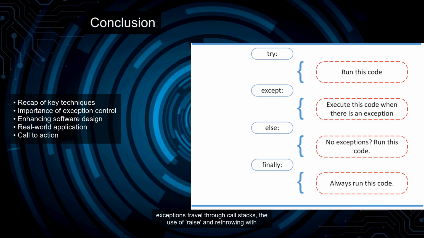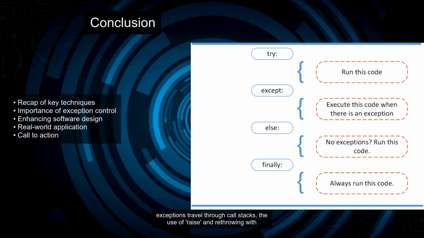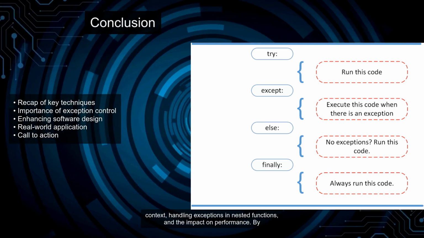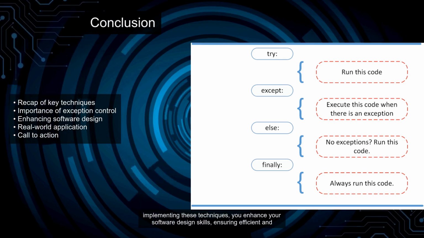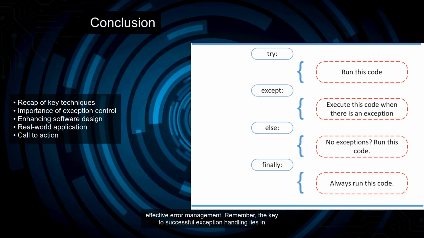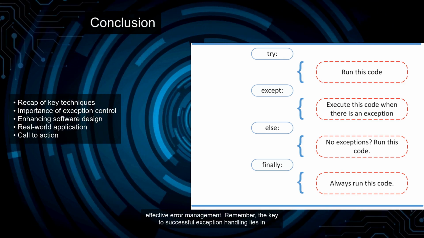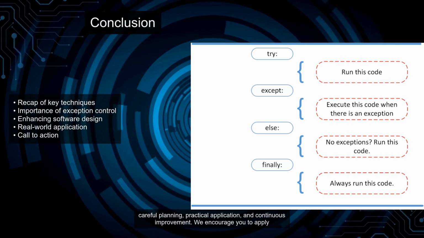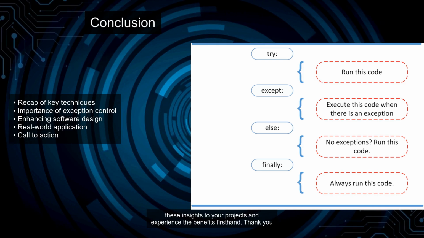We've explored key concepts, including how exceptions travel through call stacks, the use of arrays and rethrowing with context, handling exceptions in nested functions, and the impact on performance. By implementing these techniques, you enhance your software design skills, ensuring efficient and effective error management. Remember, the key to successful exception handling lies in careful planning, practical application, and continuous improvement.